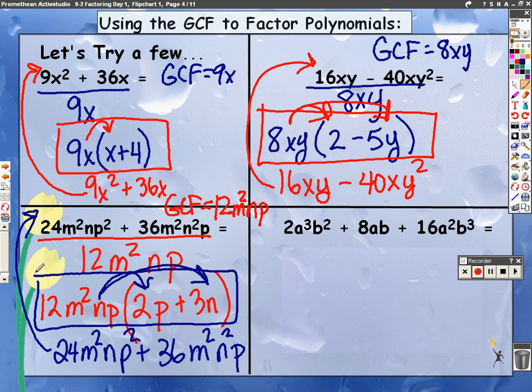And if you'd like to take a minute and stop the recording and solve the next problem, I will show you the answer when you turn the recording back on. Stop it now.